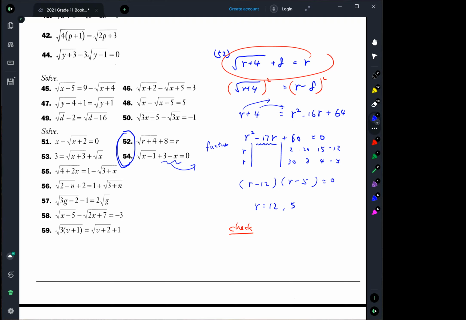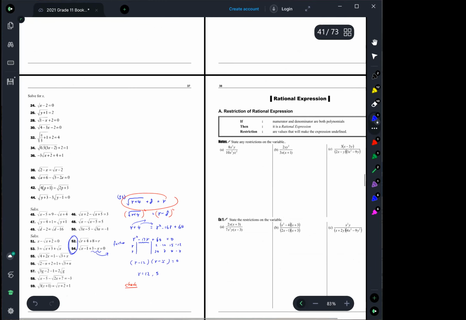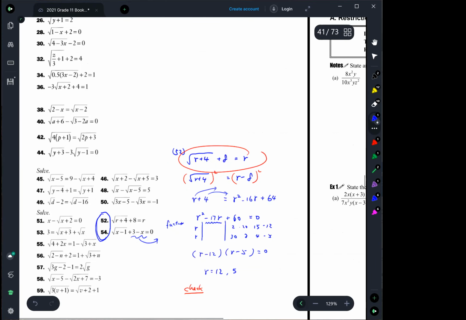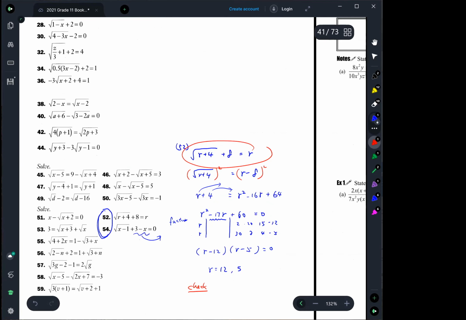42 and 48. Which page? 42 is on page 37 and 48 is on page 36. Okay, let's look at 42 then. This one, right? Yeah.